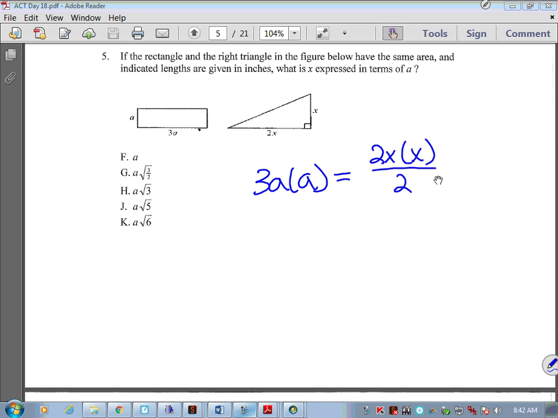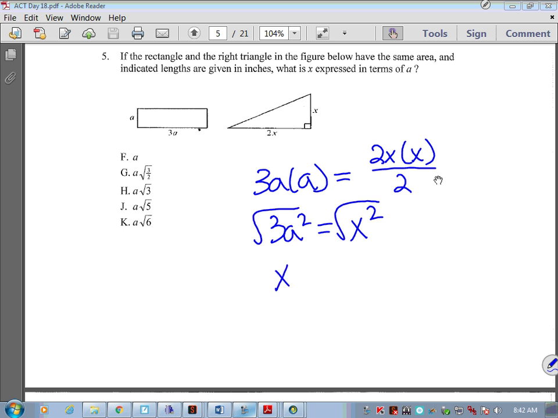Let's go ahead and simplify both of these. What's 3a times a? 3a squared equals, what's 2x times x? 2x squared divided by 2. Will that simplify at all? 2x squared divided by 2 is just going to be what? x squared. So what I can say is that this is equal to just x squared. All right, and if I want to solve this, what is x expressed in terms of a? Then I'm going to square root both sides, okay, to get just x.